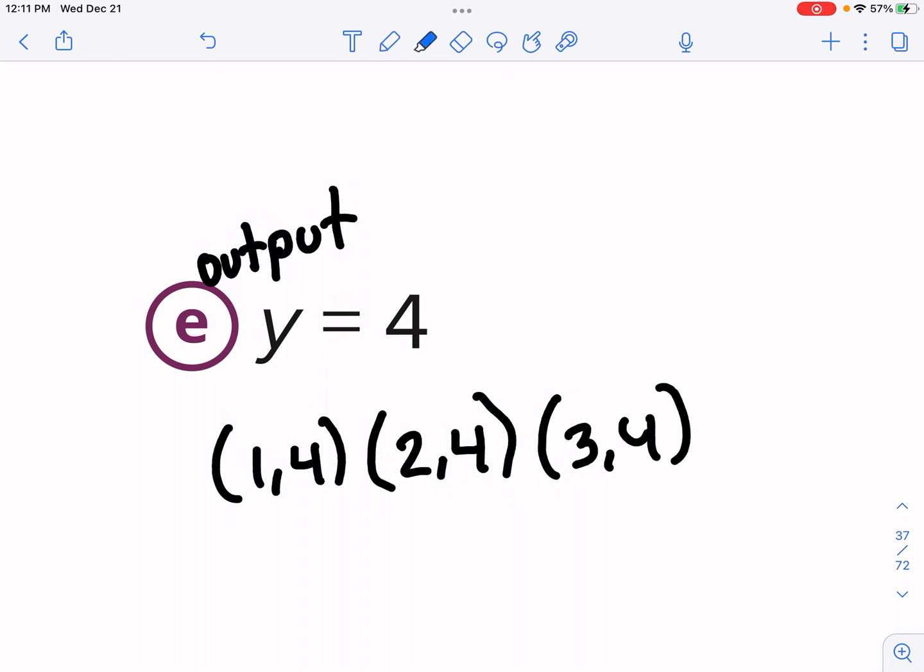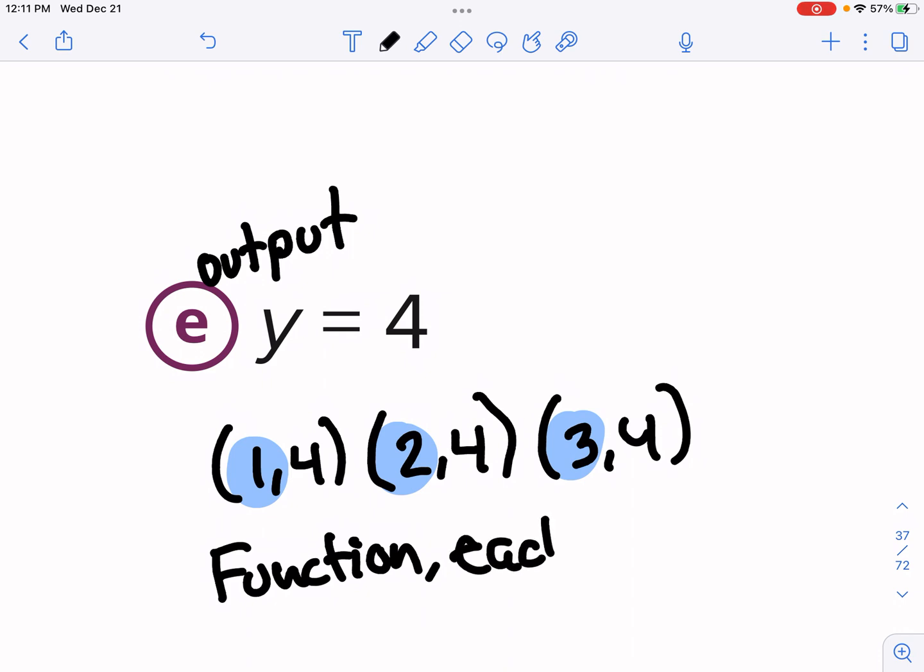So is this a function? Does 1, 2, and 3 all have one output? They do all have one output. They all happen to be 4, but this is still a function. All right, this is the Hot Cheeto example where every single button gives me Hot Cheetos. Every single button here gives me a 4. You cannot map an x value to more than one y value. So we're just going to say each x has one y.